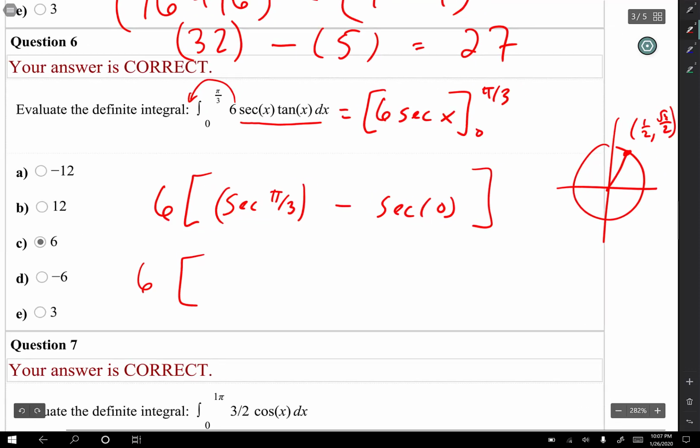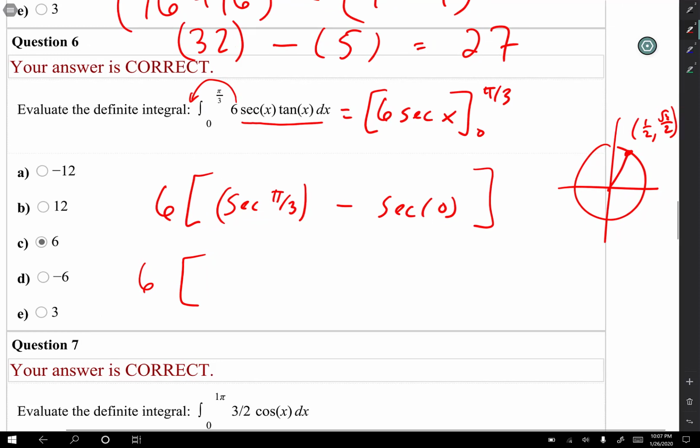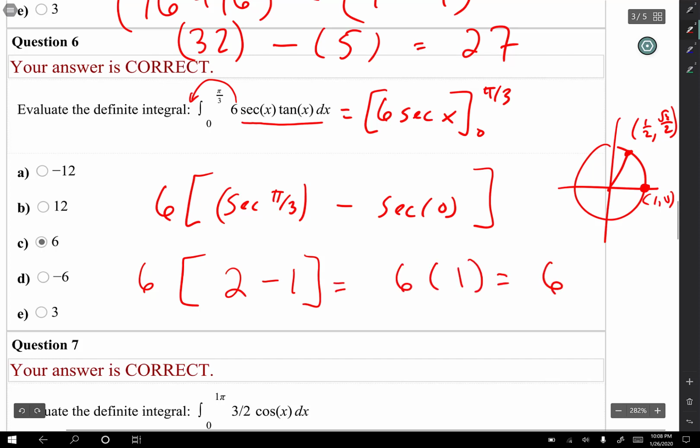So what you want to do is, secant is the reciprocal of cosine. So the reciprocal of 1/2 is 2. So I'm going to write 2. And then secant of 0, 0 is right here, and that's the reciprocal. Remember, it's the reciprocal of cosine. Cosine is 1, and the reciprocal of 1 is itself, 1. So you get 6 times 1, which is just 6.